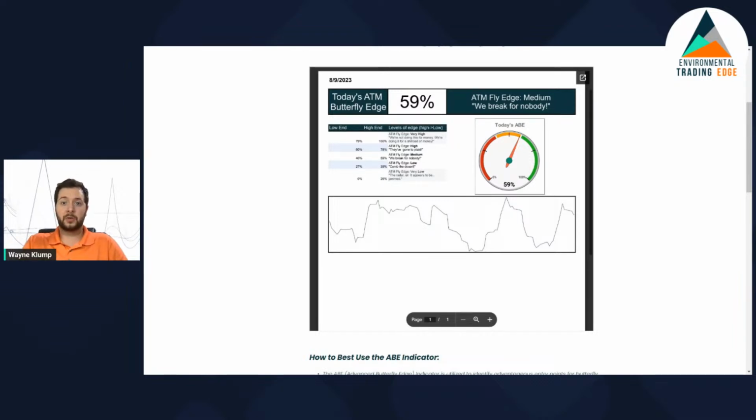It does apply to condors as well. It applies to butterfly structures, lots of different butterfly structures. The main question that I've gotten about this is, in general, where does it apply? Like, what DTE does it apply to? Well, as far as the DTE for the ABE indicator, it is mainly geared towards 10 DTE or longer, mainly just because there's a lot more vega weighting out there.